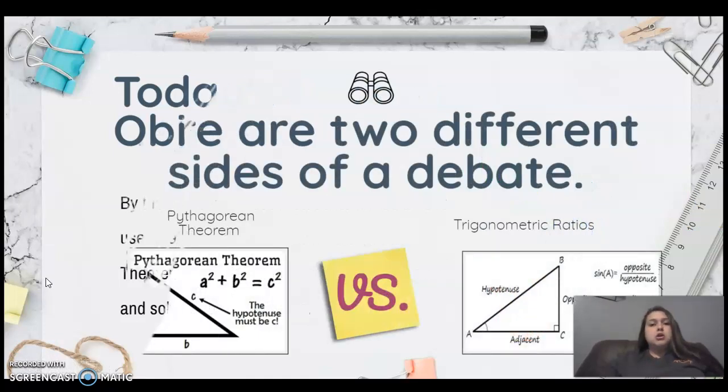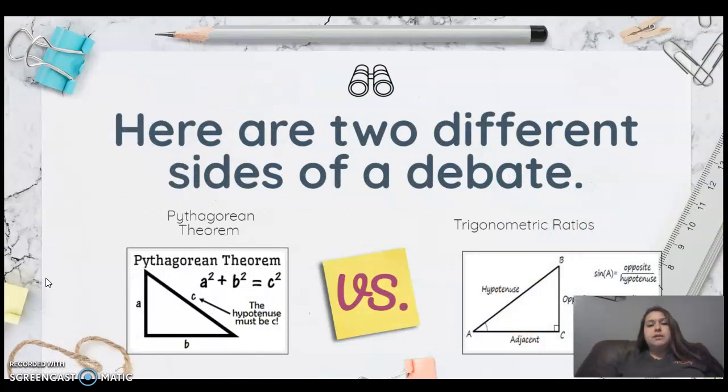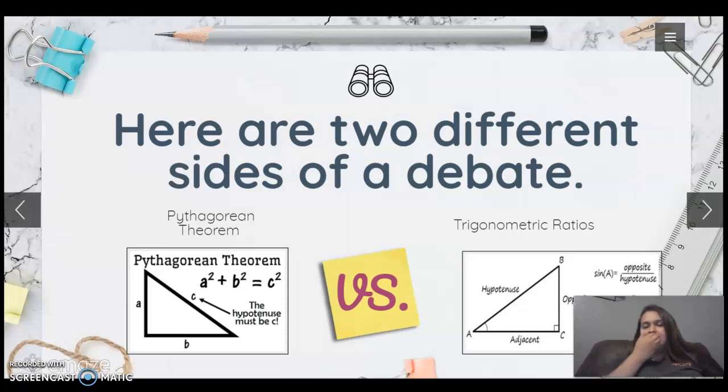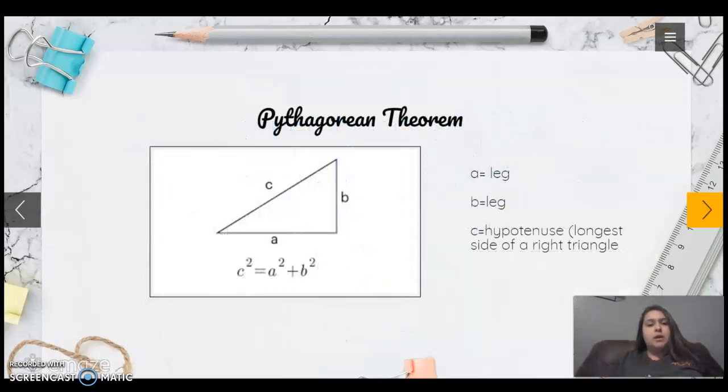Okay. So here are two different sides of a debate. Okay, so there are two things that we need to know for this lesson. The first one being the Pythagorean theorem, and the second one being the trigonometric ratios. We did cover this, like I said, last week or so, but we are going into depth. That way we are able to break down any word problems that we may encounter.